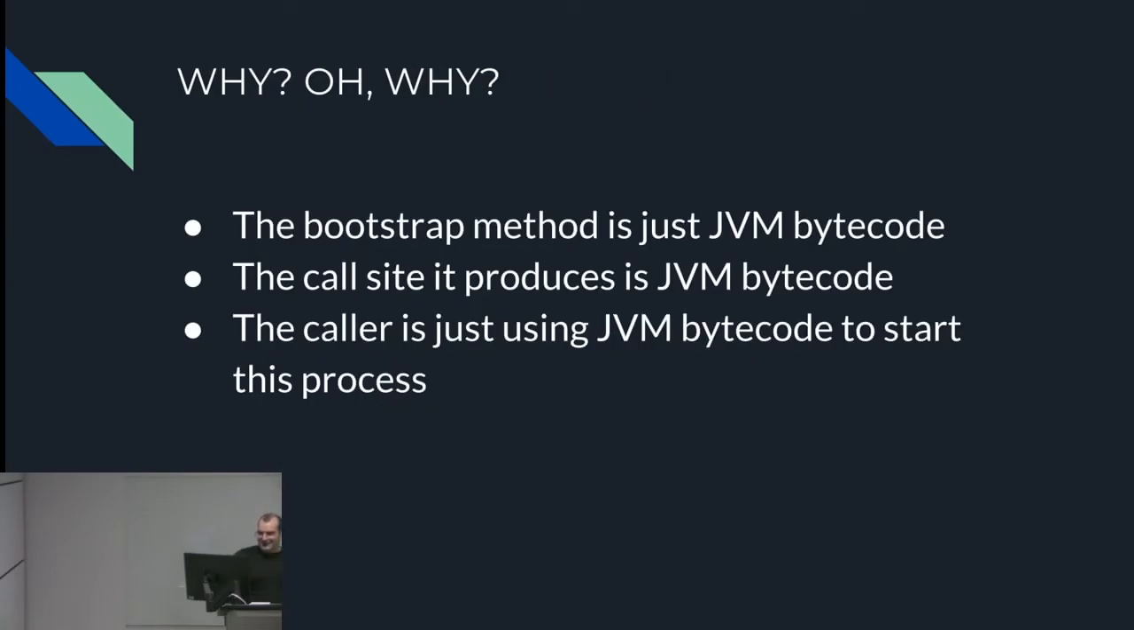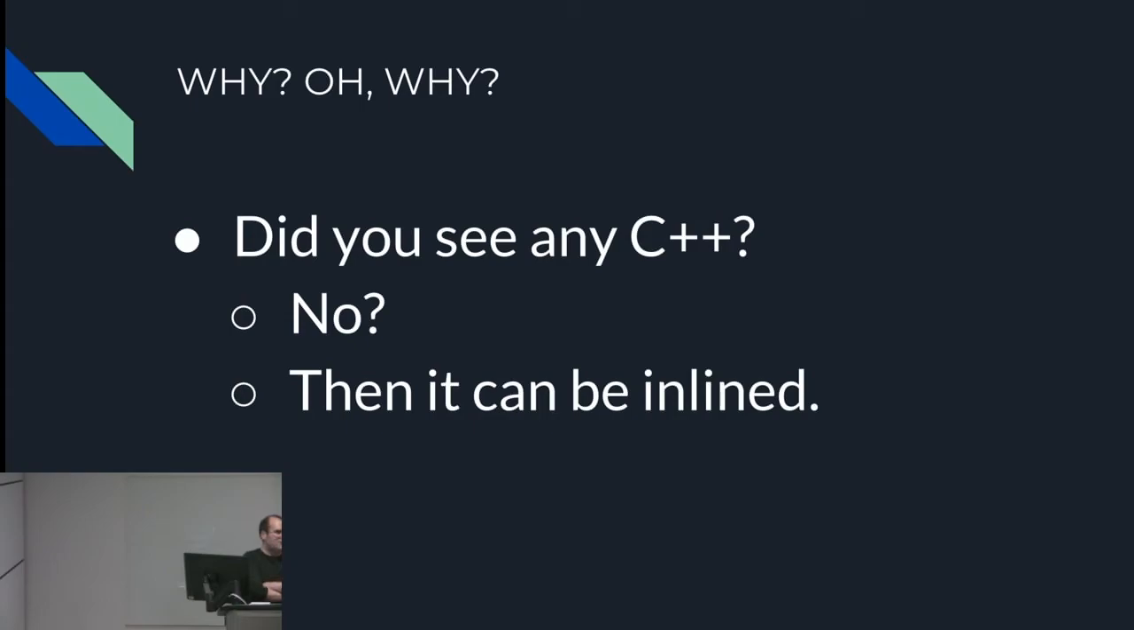And I know why Java's fast. So you might have the question at this point, oh God, why are we doing all this complexity? Well, the Bootstrap method is just JVM bytecode, and the call site is just JVM bytecode, and the caller is just using JVM bytecode, which means that the inliner still works because we are not going into any of the C++ parts of Hotspot.